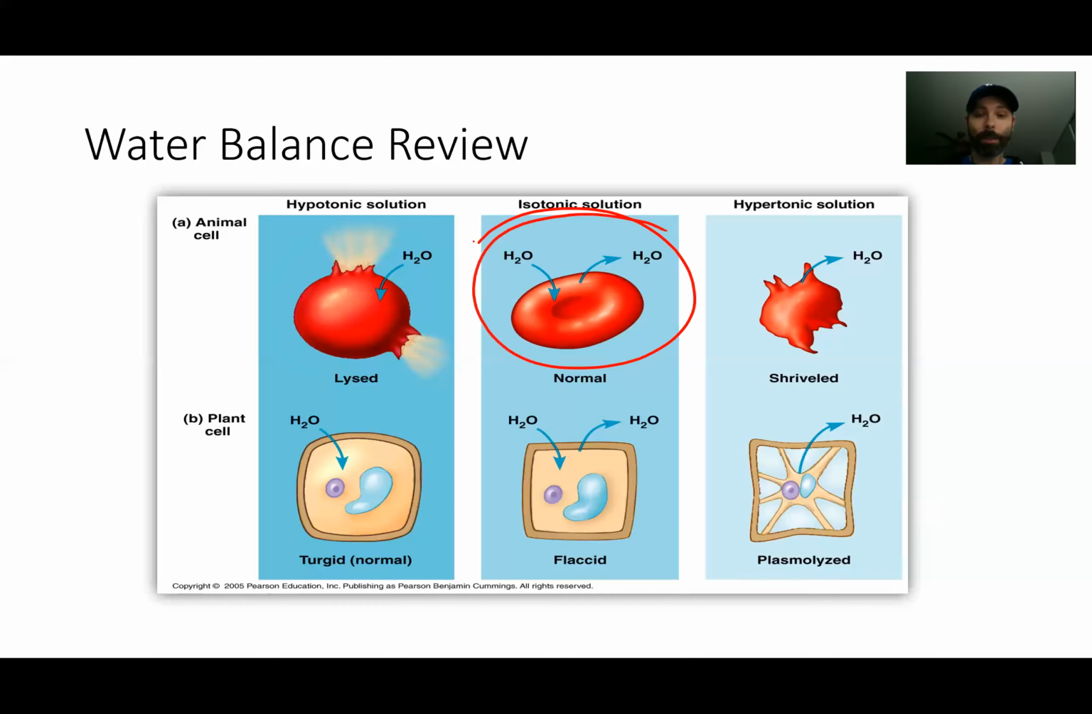Humans, of course, want the isotonic solution. That's what we would like. Eventually, doctors figured out that you shouldn't just put pure water into somebody's body. You should put saline solution, which is basically just salt water that happens to match the concentration of the solutes in our blood. And then when you give that to somebody, your body just is fine with it because it's exactly the same as before.